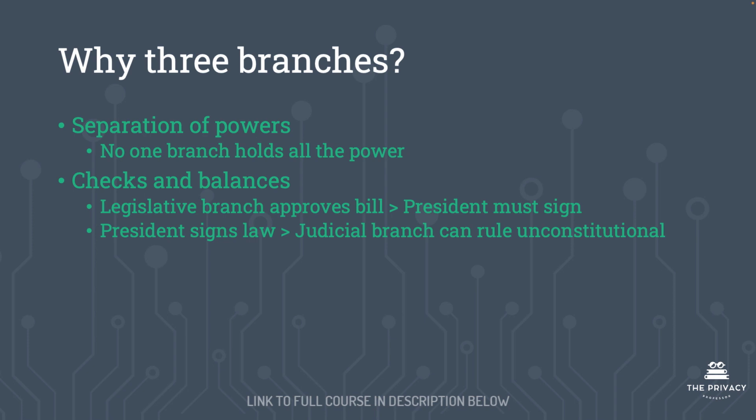One example is that it's the legislative branch that approves a bill. A bill is what we have before it becomes a law. A bill is then signed into law by the president. So these two branches must work together. But just because a president signs a bill into law doesn't mean that that law will hold. It's possible that the judicial branch can rule that law unconstitutional. In order for a law to have standing power, it needs to be approved by the legislature, it needs to be signed into law by the president, and the courts have to uphold it.